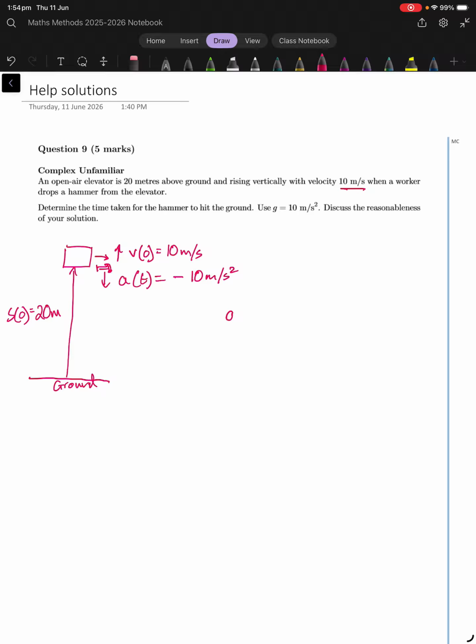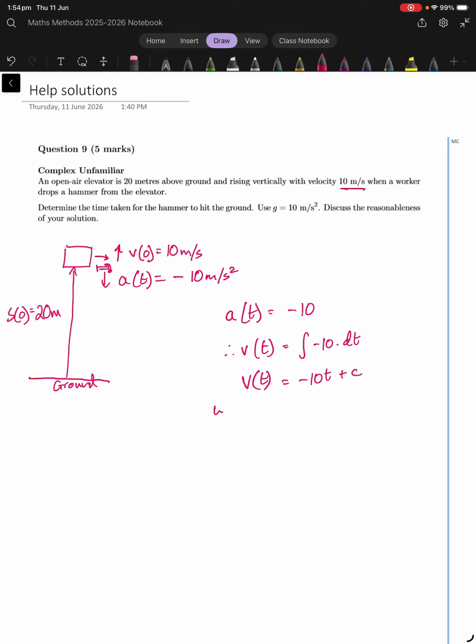I know that the acceleration at time t is negative 10. So my velocity at time t is the integral of the acceleration. So it's the integral of negative 10 dt, which of course becomes negative 10t plus our constant of integration c.